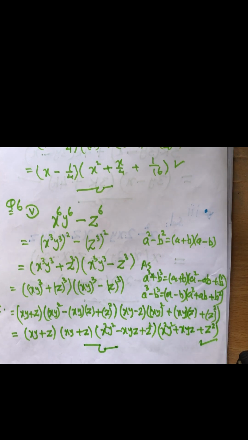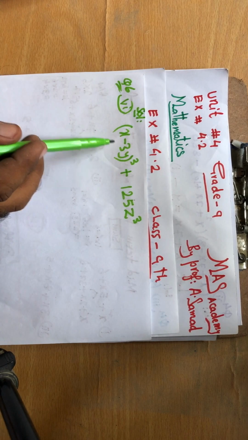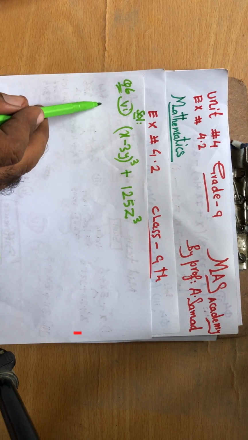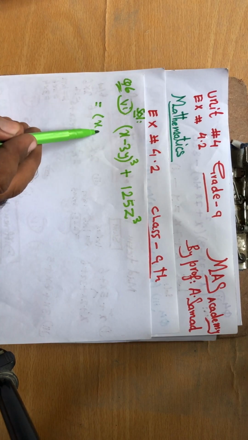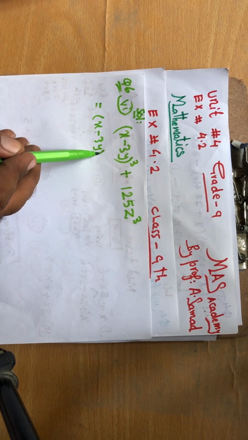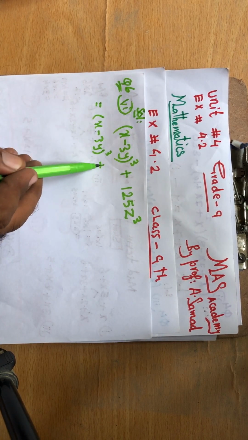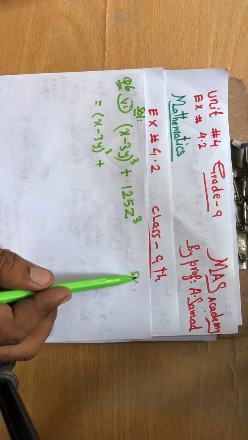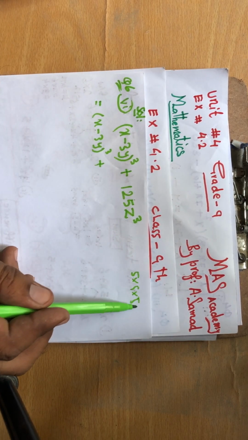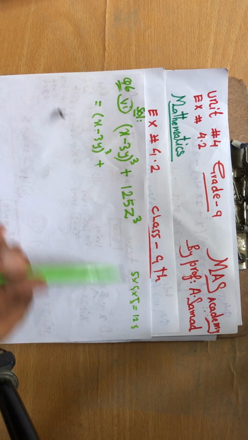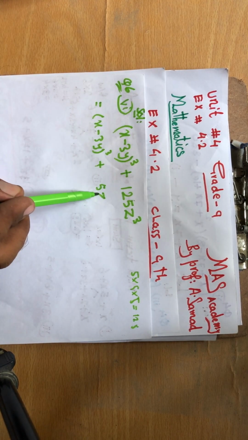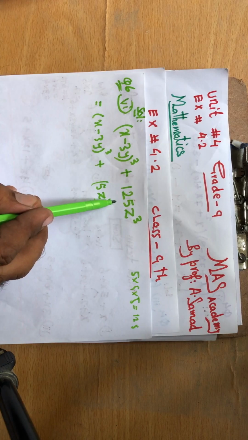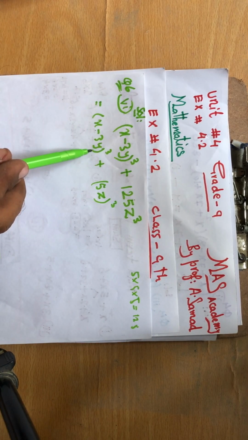The question is complete. Next part, last part, that is part number 6: x minus 3y cube plus 125z cube. This one can be written x minus 3y, which is already in cube. 125, we know this is 5 multiplied by 5 multiplied by 5. So in place of 125 we write 5z whole cube.